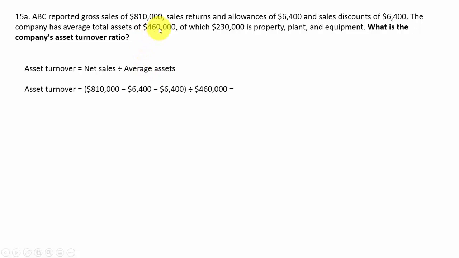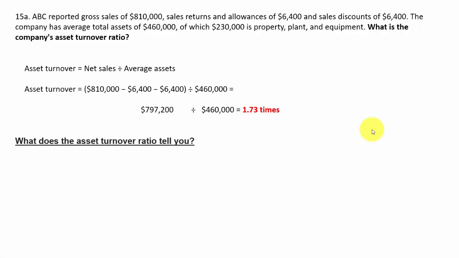And they told you the average assets. In this case, you didn't have to completely do some kind of calculation. So the average assets are $460, and so that means that we've got net sales of $797,200 divided by $460, and our asset turnover is 1.73 times. And whether that's good or bad, it's hard to say until you look at the industry and until you look at the company, see how they were doing overall in the case of, like the last 5 years, that kind of thing. So what does the asset turnover ratio tell you?